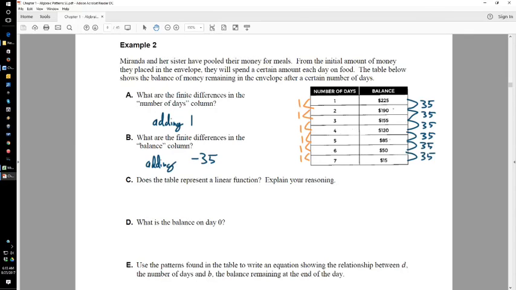Does the table represent a linear function? The answer is yes, because x and y both have a constant difference.